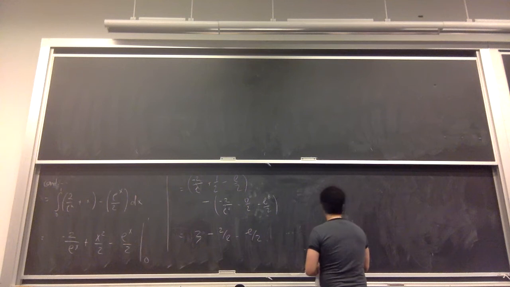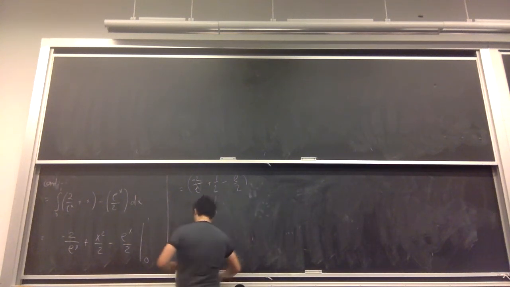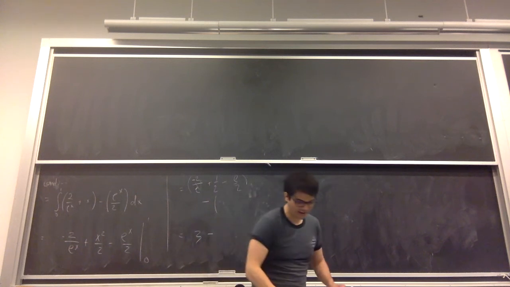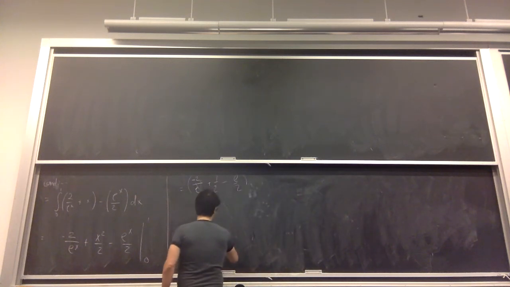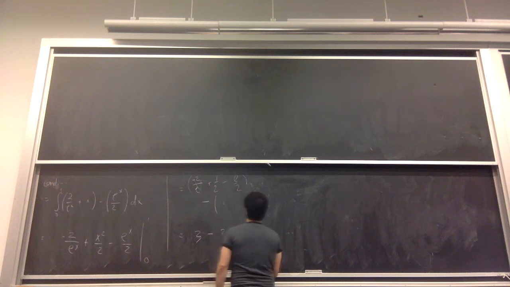Let's try another question. I'm just going to delete this. Oh, sorry, I've already copied them for you. 3 over 2 minus 2 over e minus e over 2. Okay, whatever.